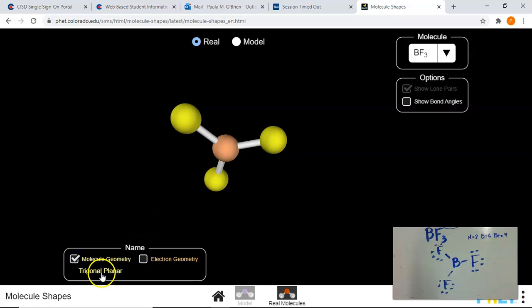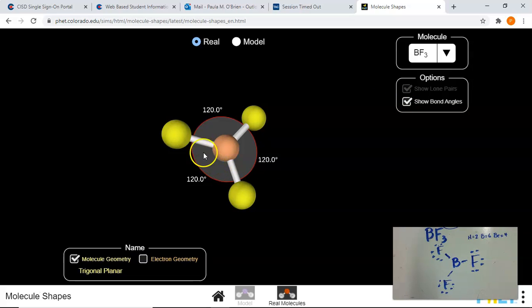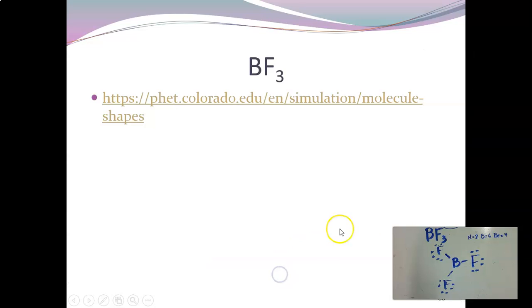So it's a trigonal planar, because it's in a single plane. Tri means 3, so it's a trigonal planar molecule. Bond angle is going to be 120 degrees, here to here, here to here, here to here, all 120 degrees, all those bond angles. All right, let's go back to the notes. There we go. Okay, so that was boron trifluoride.